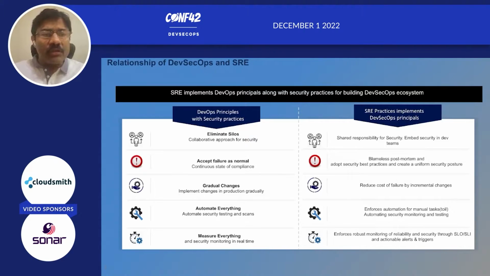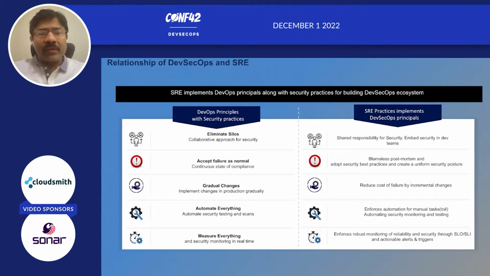Automation is also going to help improve reliability, and automating security monitoring and testing is one of the important aspects of DevSecOps. So SRE helps to enforce robust monitoring of reliability and security throughout. Also, making sure SLOs, SLIs, and actionable alerts are getting triggered for any such issues.